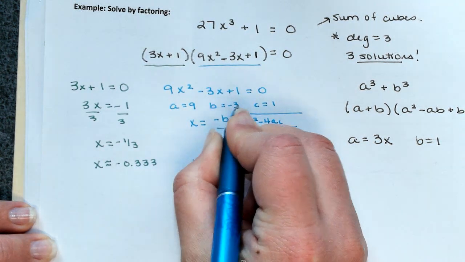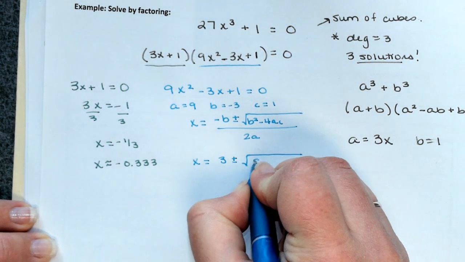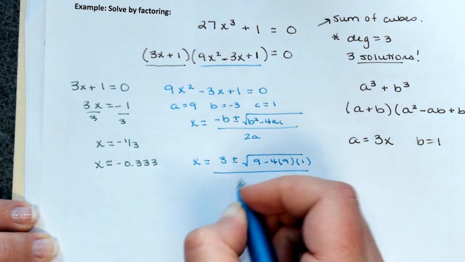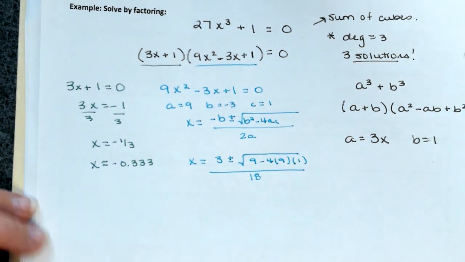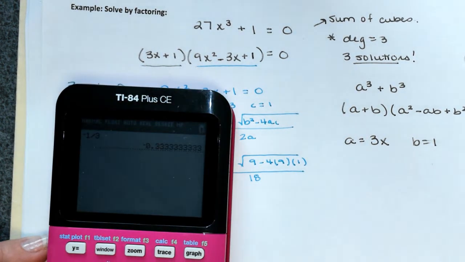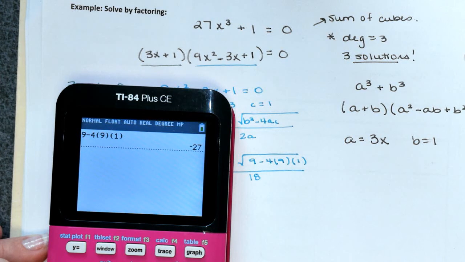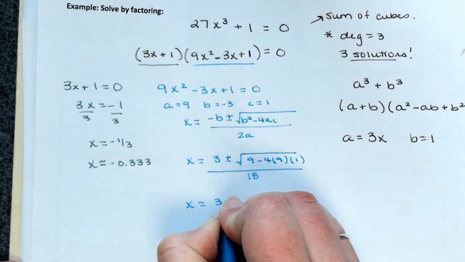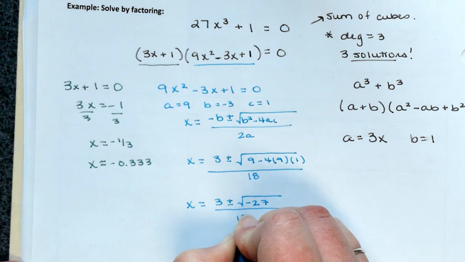X equals, the opposite of B would be +3, plus or minus. B squared will be 9, minus 4 times A is 9, C is 1, all over twice A. A is 9, so twice of 9 is 18. I'm going to fill that in. I'm going to go to my calculator and fill in what's underneath this radical. That's the discriminant, if you remember that term. -27 is what's under there. So I have x equals 3 plus or minus the square root of -27 all over 18.